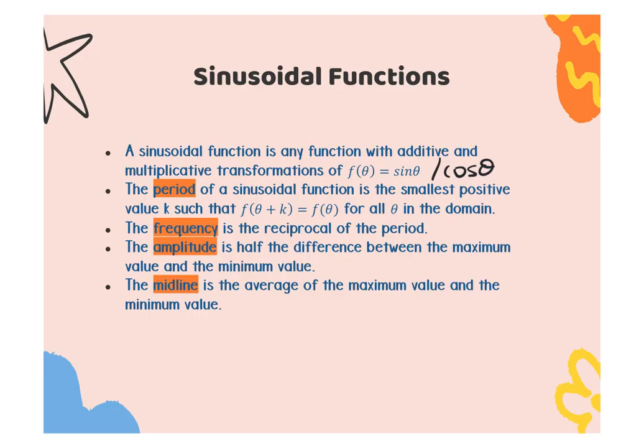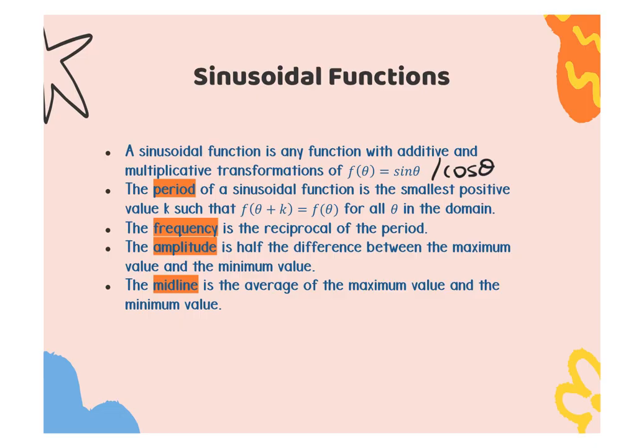So how long does it take to complete one full cycle of the curve? That's your period. The frequency is the reciprocal of the period. So this is new. Whatever I got for the period, I would find the reciprocal, and that's your frequency. So if the period was 2, the reciprocal is 1/2, and the frequency would be 1/2. The amplitude is half the difference between the max and the minimum value. We already talked about that.